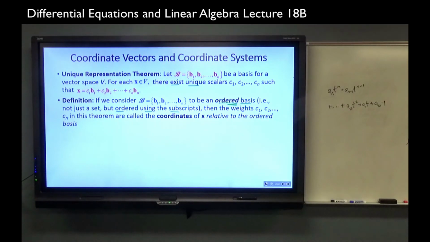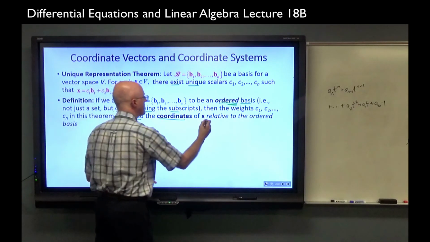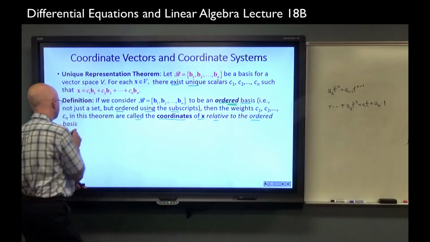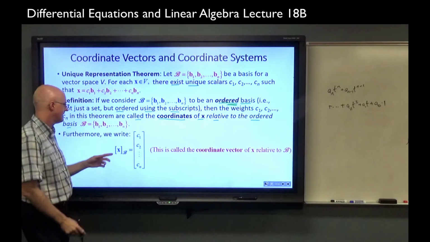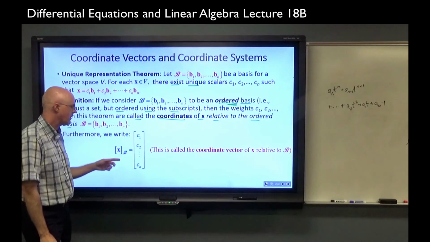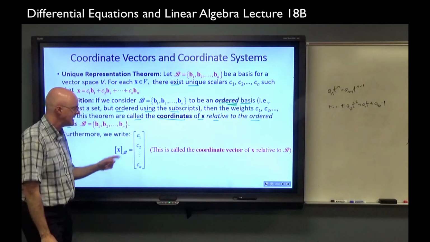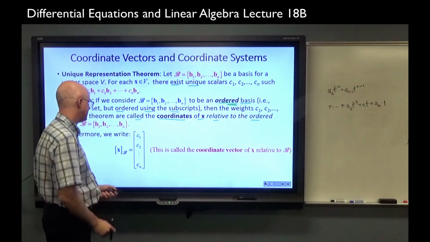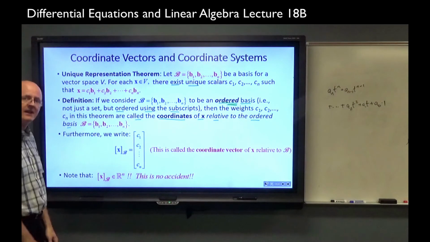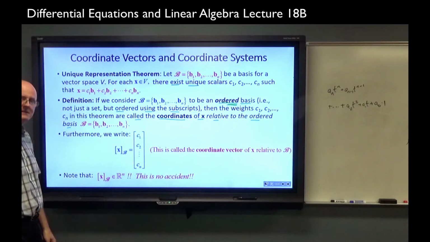Then the weights C1 through CN in this theorem above, the unique representation theorem, are called the coordinates of X relative to the ordered basis B. And we write this: X square brackets sub B is this column vector in Rn. And that's no accident.